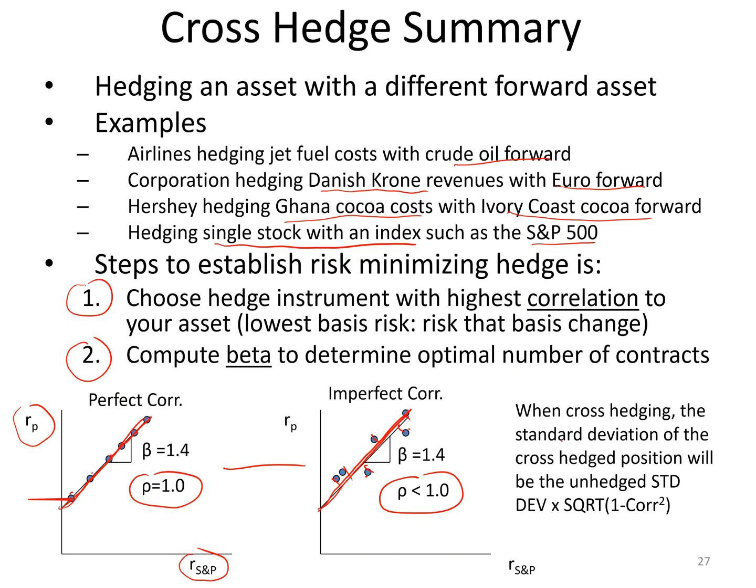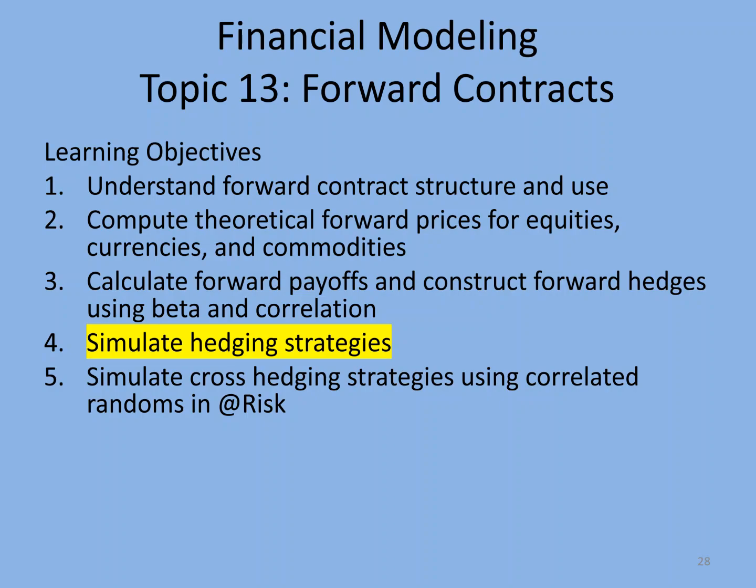Now, when cross-hedging, the standard deviation of the cross-hedged position will be the unhedged standard deviation times the square root of 1 minus the correlation squared. And I'll show you what that means in the example in the next section. So you're able to reduce your standard deviation of your position's risk by the square root of 1 minus the correlation squared. So in this section, we calculated forward payoffs and constructed forward hedges using beta and correlation. In the next section, we're going to simulate these strategies.